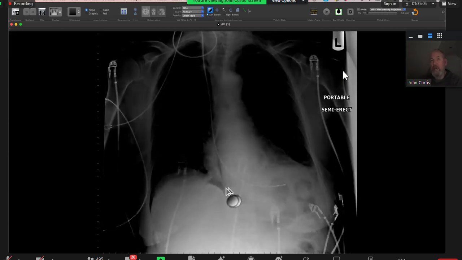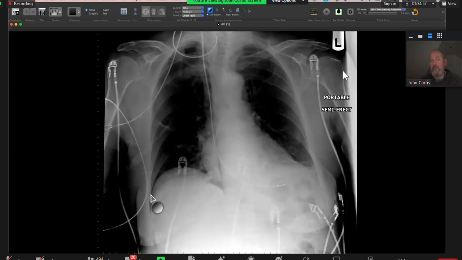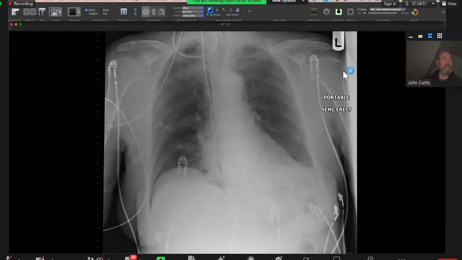But can you see this lucency in the cardiophrenic sulcus? Yes, sir, I can see the deep sulcus sign on the right side here. What's the diagnosis? Pneumothorax on the right side. Okay, good. Why is it seen more at the base than the apex? In supine position, it is seen more in the base than the apex.